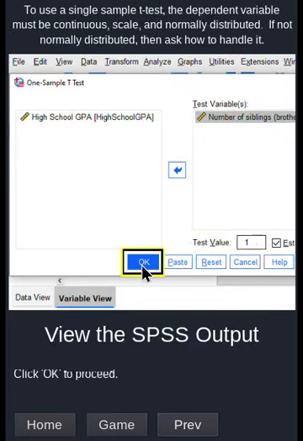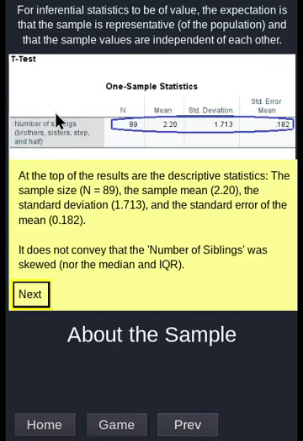So put in the 1, click OK, and here's the SPSS output, and it starts off by just giving us some descriptive statistics. The sample size is 89, the mean is 2.20, standard deviation is 1.713, and the standard error of the mean is 0.182. These statistics were also available on the Explore stats. But if we had skipped the Explore stats, we wouldn't have been able to assess the normality, because it isn't giving us things like the median or the skewness, nor a histogram.